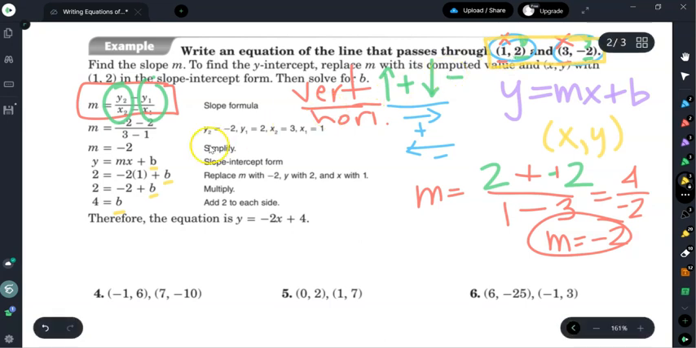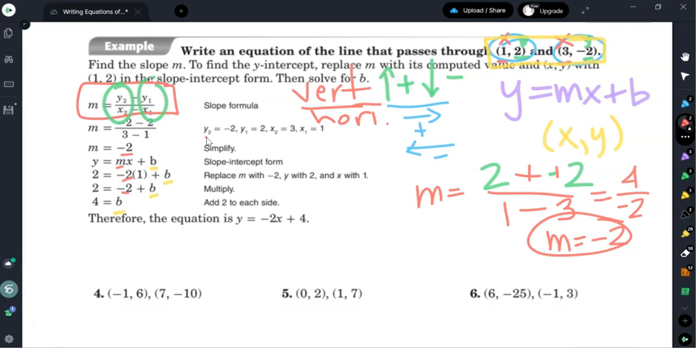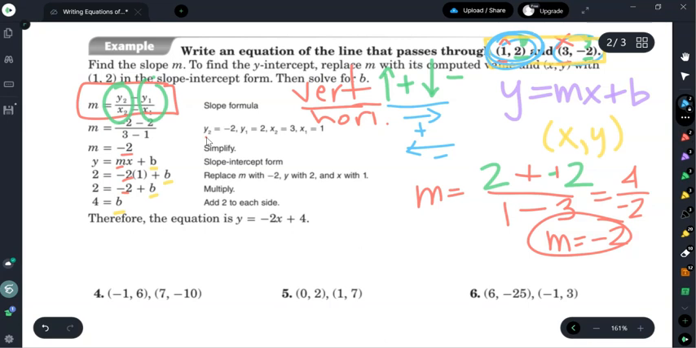So let's come back down here and look how the equation was done. We just got the slope is -2. So what I did was I took -2 and I plugged it in for m. And you can see that. Now let's look at my xy's. I'm going to pick this guy right here. So 1 is my x, which is there. And 2 is my y, which is there.